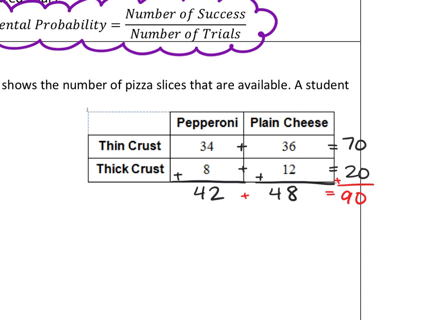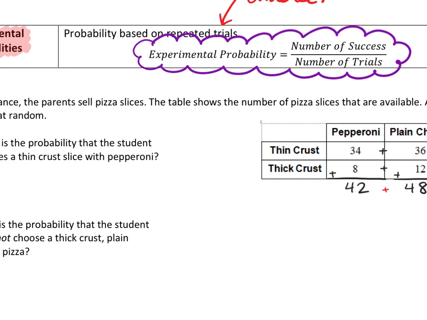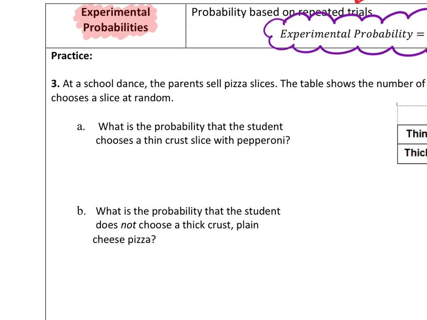The total number of thin crusts plus the total number of thick crusts have to add up to the total number of pepperoni and total number of plain cheese. That's just something to check for yourself to make sure you're adding numbers correctly. They need to all add up to end up being the same thing. Okay, let's actually read the question here, now that we've digested what two-way table they gave us. It says, what is the probability that the student chooses a thin crust slice with pepperoni?